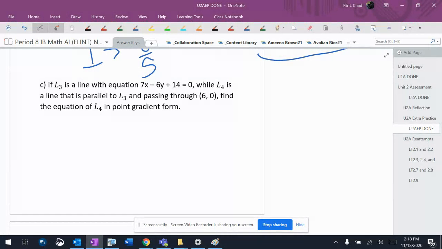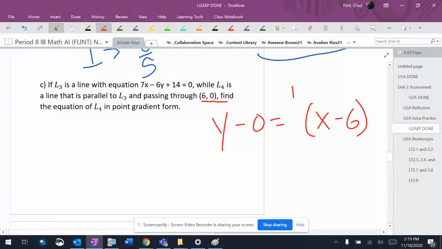The last one says L3 is a line with the equation that, and L4 is parallel to it, going through that point. So to get this last equation, I need y minus y1, right, there's my point, equals m, I don't know that yet, times x minus x1. So I have to find this right here. This is the hardest one to find it for because we just don't remember how to do it.